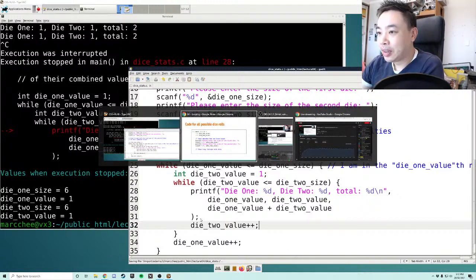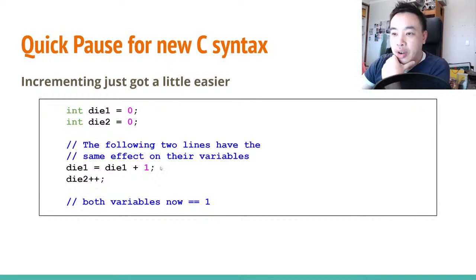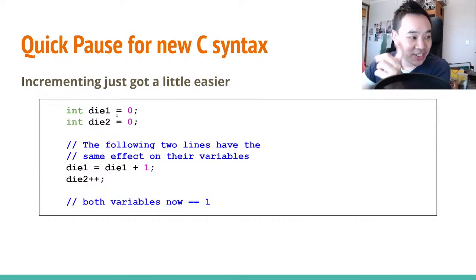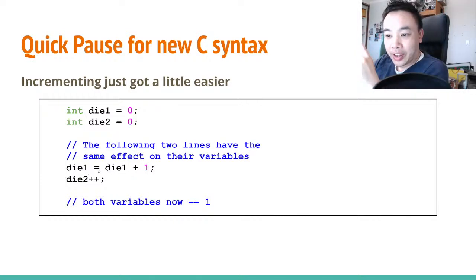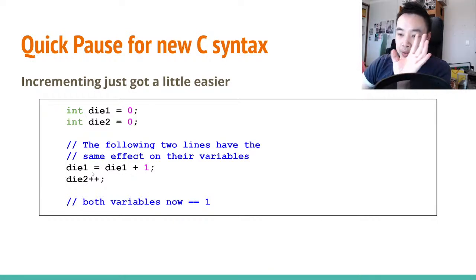Let me show you something. I've got a slide I ran this. Oh, wow. I used much smaller variable names in the slides. Maybe I should do that. It would make it easier. So, die 1 equals die 1 plus 1. Die 2 plus plus. Plus plus is a shorthand for this line of code. There are some subtleties, but you can think of it as basically doing exactly the same thing as these two lines of code.